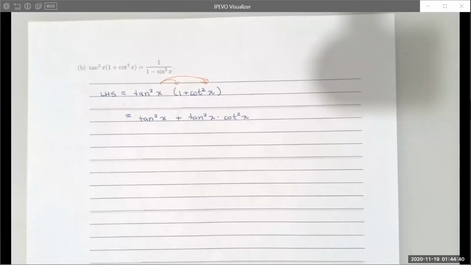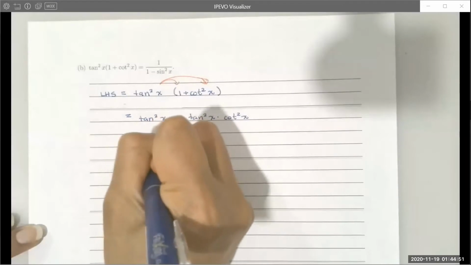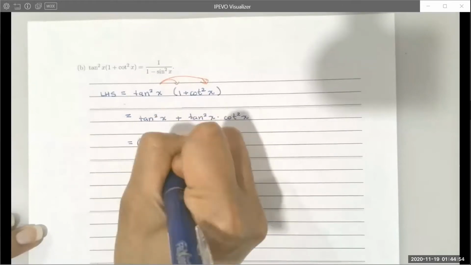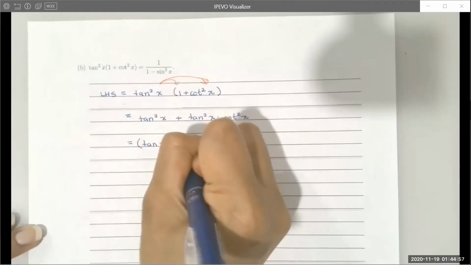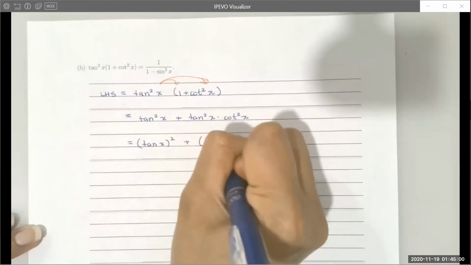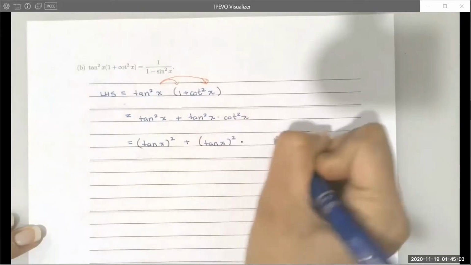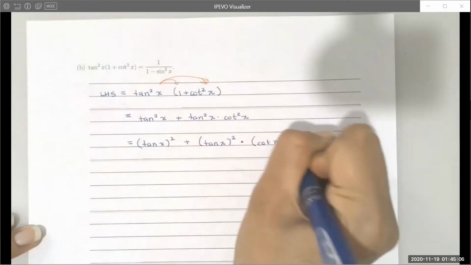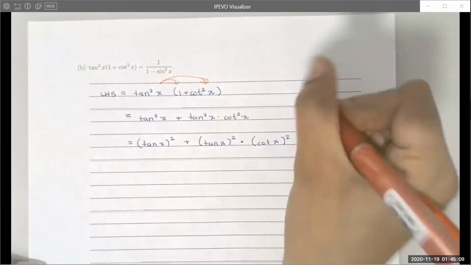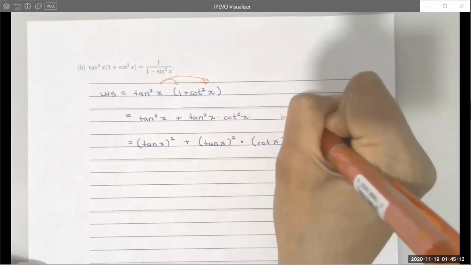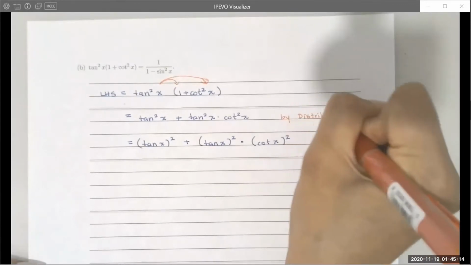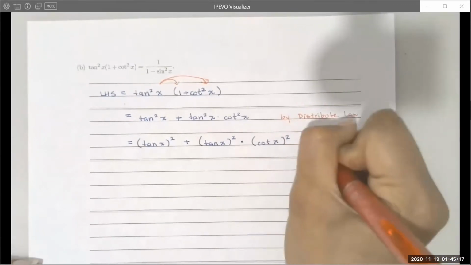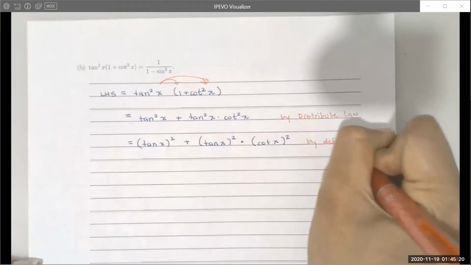Well, maybe at least what we could do is write what tan squared x even means, right? Whenever we have a trig function squared and then the variable, that simply means first take tangent of the angle, in this case x, and then square the result. Same thing over here. We can take tan of x and then square the result, and then we have times cotangent of x and then square the result. Okay. And I forgot to write my justification here, so let me just write my justification. This is by distributive law. And this is just by definition of square.